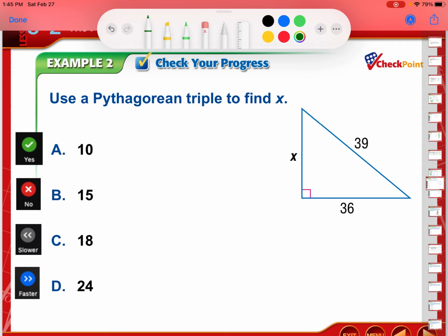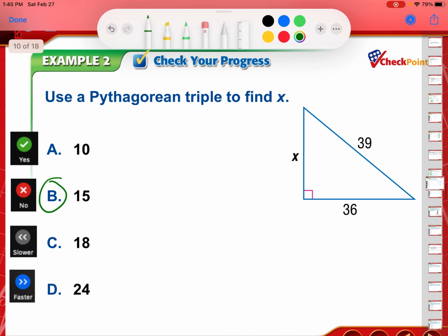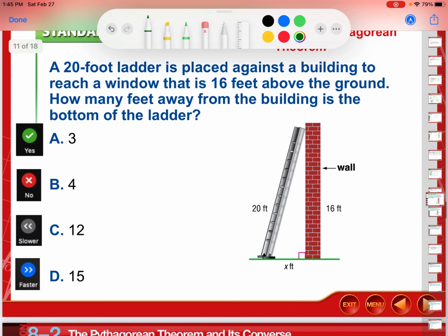Once again, we're using that same 5, 12, 13 here. They're just multiplying it by 3 this time. So it's going to be 15. Continuing on. So we have a 20-foot ladder that is placed against a building to reach a window that is 16 feet off the ground. How many feet away from the building is the bottom of the ladder?